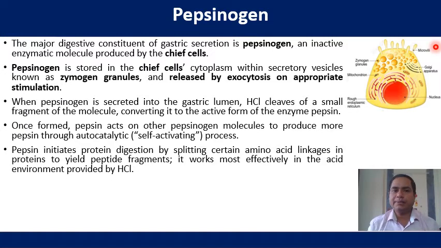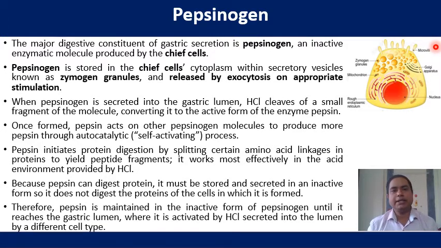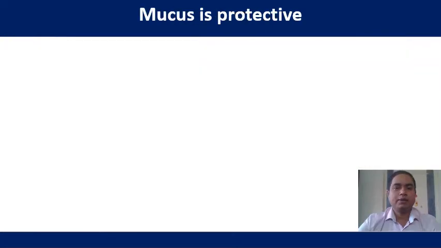So because the pepsin can digest protein, it must be stored and secreted in an inactive form, so it does not digest the protein of the cell in which it is formed. Therefore the pepsin is maintained in the inactive form of pepsinogen until it reaches the gastric lumen, where it is activated by the HCl secreted into the lumen by a different cell type. Now we will investigate the function of mucus.